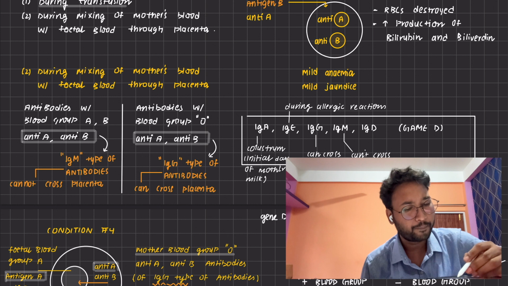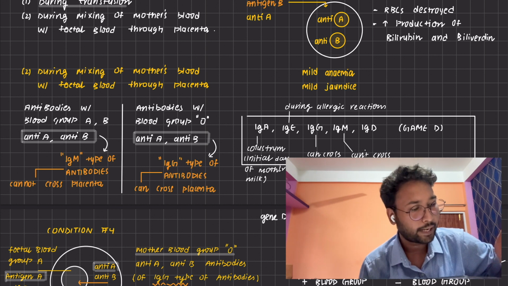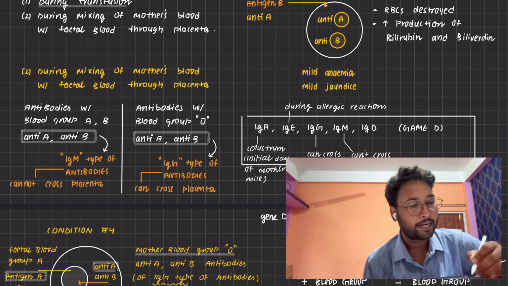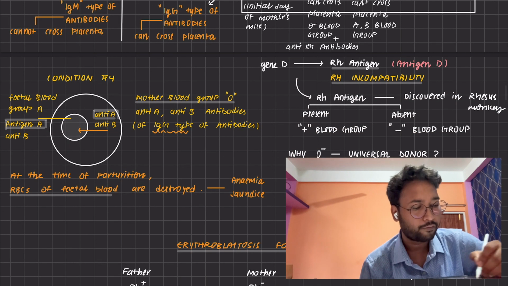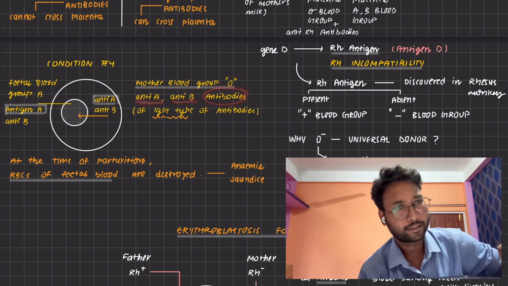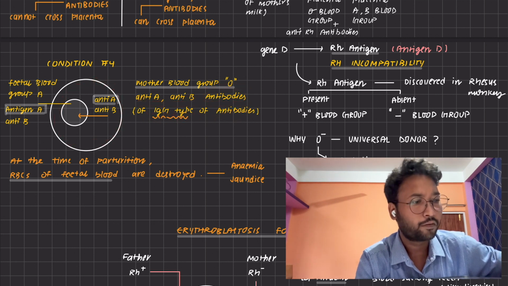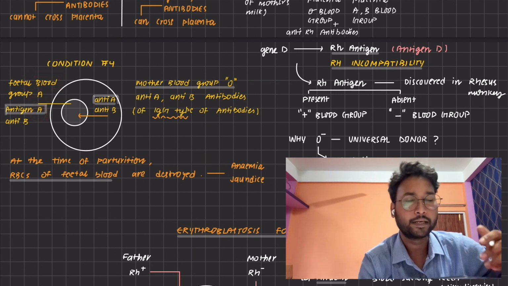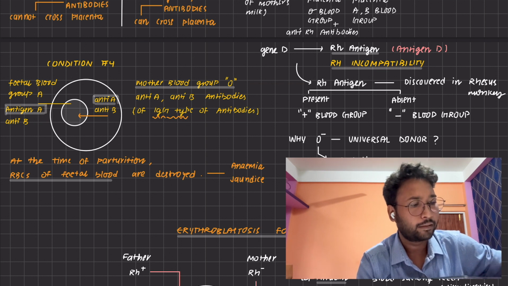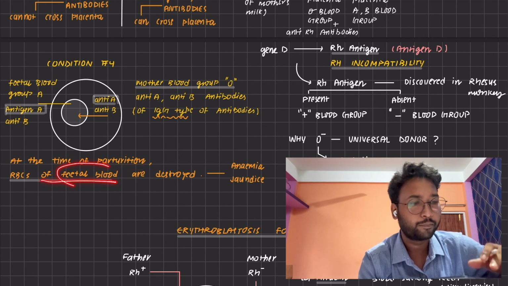is having a fetus in her womb of blood group A or blood group B, it can cause ABO incompatibility, and at the time of parturition, RBCs of fetal blood are destroyed and cause anemia and jaundice to the fetus. So we have to be careful if the mother is of O blood group, because O blood group has antibodies which can cross the placenta and cause ABO incompatibility, so that anemia or jaundice can occur. Right, this is the scenario of ABO incompatibility.